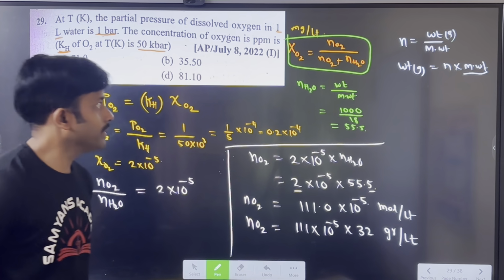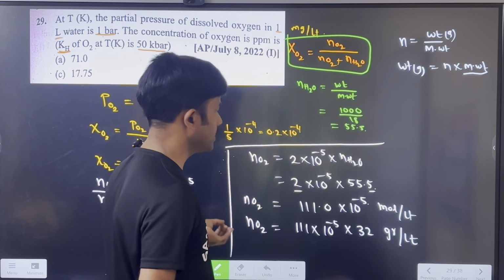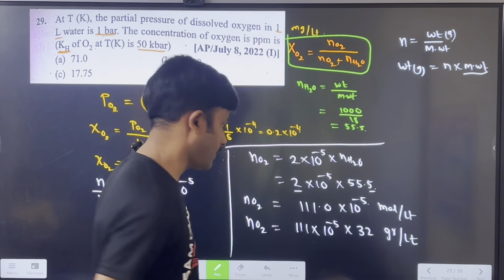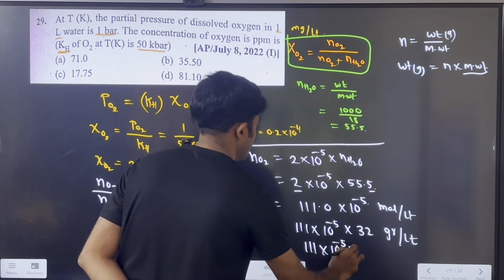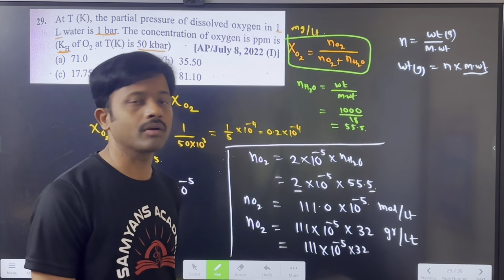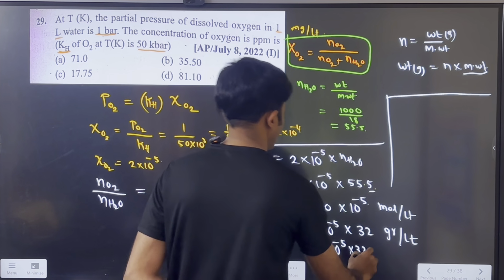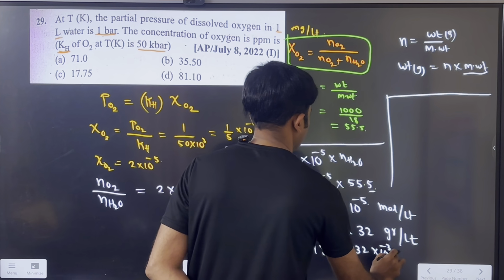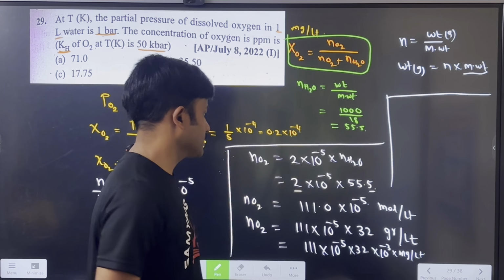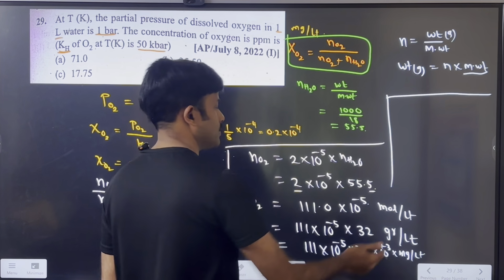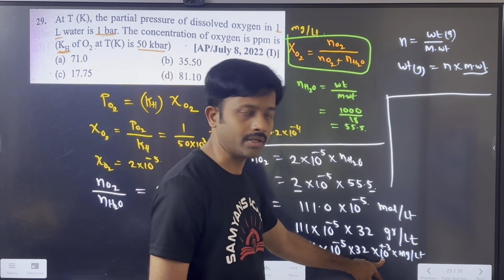Yes or no? We need to find milligram per liter to get the value in ppm. So we need to convert this unit into milligram per liter. Then how do you convert this to milligram per liter? This triple one into 10 to the power of minus 5 into 32 gram per liter. Milli means 10 power minus 3, right? So to balance this, you just multiply with 10 power 3, right?